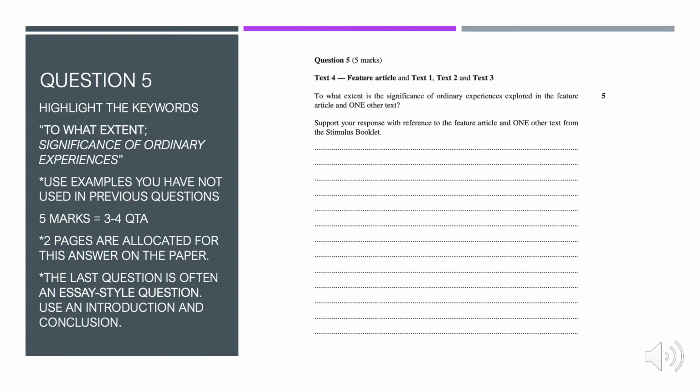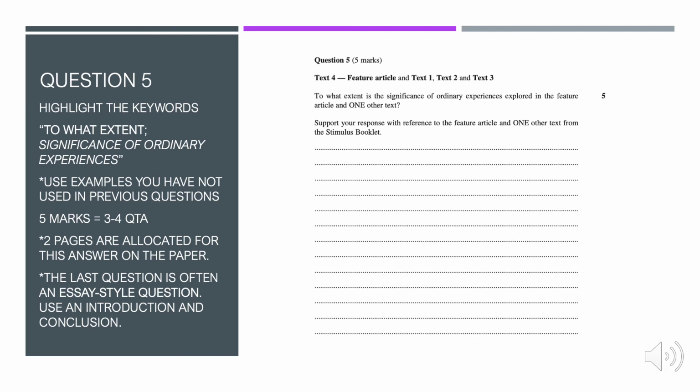Okay, lastly we come to question 5. So question 5 in this paper is worth 5 marks. Normally we've found that the last question is more like a 6 to 7 mark question, but you need to be prepared for all eventualities. This is going to be the mini essay question. So you can see there that if we're highlighting the keywords, it says to what extent. So you need to actually have a position, to a large extent, for example, or to a moderate extent.